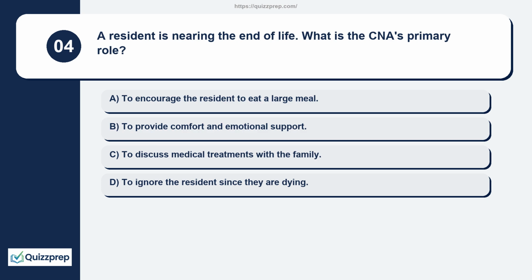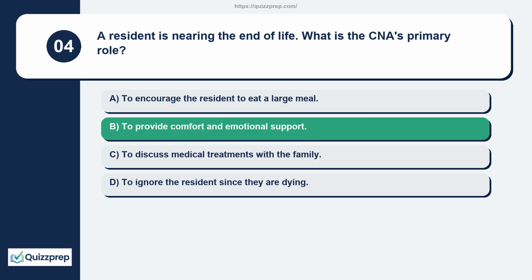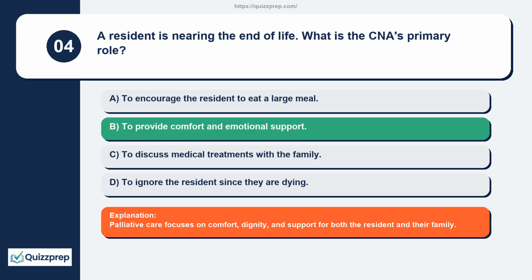Question 4. A resident is nearing the end of life. What is the CNA's primary role? To encourage the resident to eat a large meal, to provide comfort and emotional support, to discuss medical treatments with the family, to ignore the resident since they are dying. Palliative care focuses on comfort, dignity, and support for both the resident and their family.